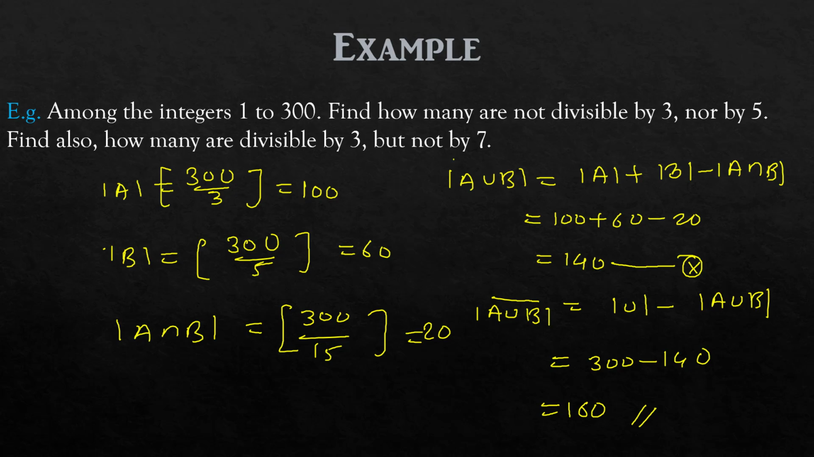So hence 160 integers between 1 to 300 are not divisible by 3 nor by 5. So this is the first answer. How many are not divisible by 3 nor by 5? So how much answer are we getting? 160. So 160 integers between 1 to 300 are not divisible by 3 nor by 5.